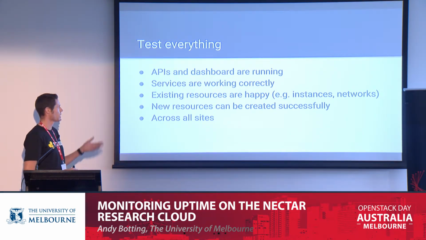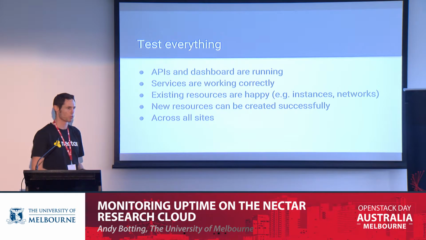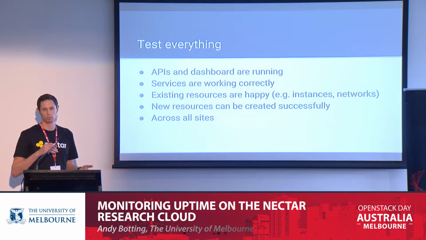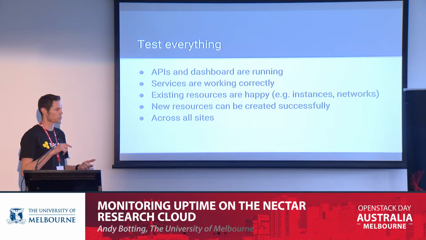So we start with the APIs and the dashboard. They're relatively simple to check. You've got tests like checking the TCP port is open. You've got your services, right? So you want to make sure that your processes are running, and that you've got the right number of processes. You've got your processes for Nova and Keystone, and all those critical pieces that are required to make it all work.